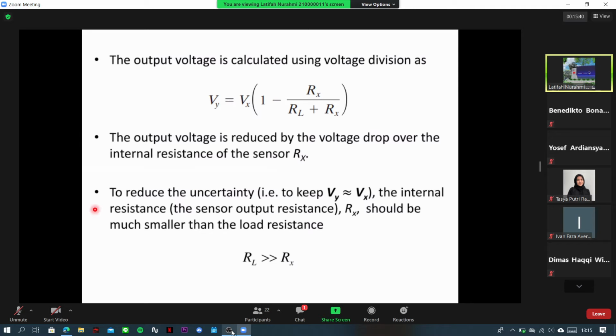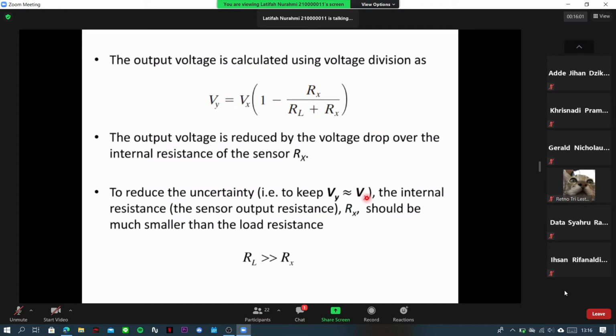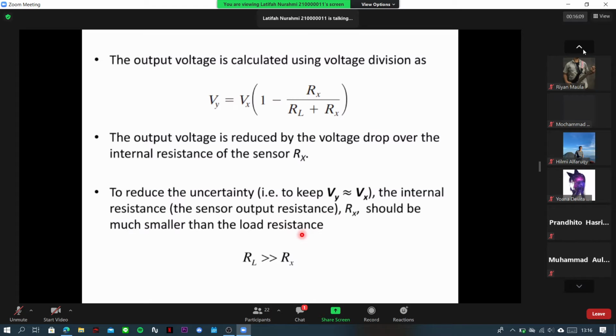Number 3, to reduce the uncertainty, we need to keep Vy as close as possible to Vx. We cannot keep it exactly the same, but we can keep Vy close to Vx. The internal resistance, the sensor output resistance, should be much smaller than the load resistance.